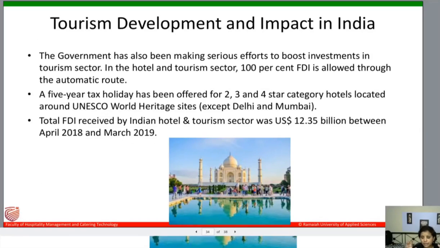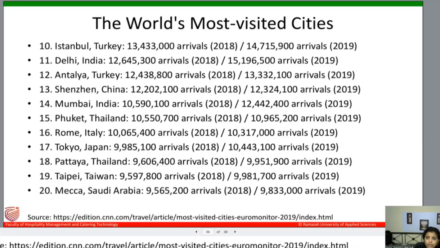When we talk about the impact, the government is giving a lot of concentration to foreign direct investment in the tourism sector. There are even plans for tax holidays to be offered to 2 to 4 star category hotels near the UNESCO sites of Delhi and Mumbai, so that more people will go to such places. And the foreign direct investment received by the Indian hotel and tourism sector was US dollar 12.35 billion between April 2018 and March 2019. So by this we are done with the session.